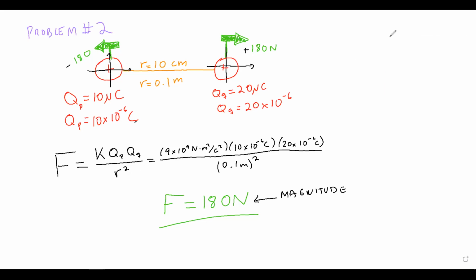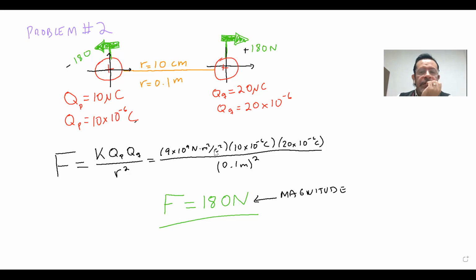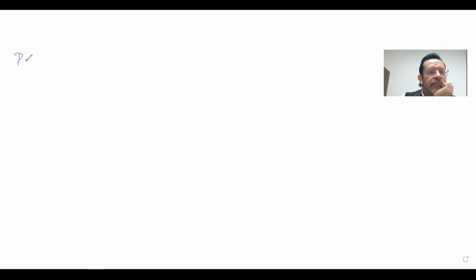Now let's go to the next problem. Problem number 3. Now we're starting to get interested. Three charged particles are arranged in a line, like shown in the figure. I'm going to clear everything. Okay, I'm going to write down problem number 3.